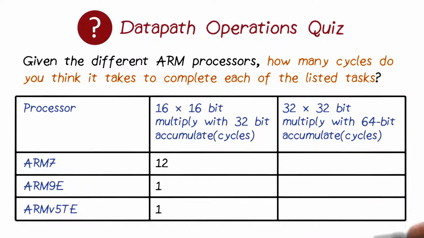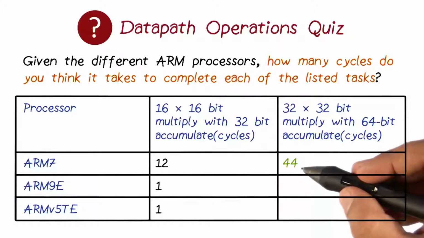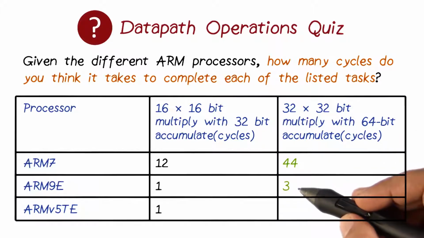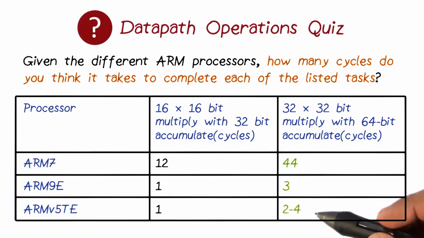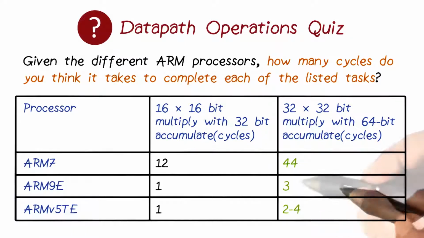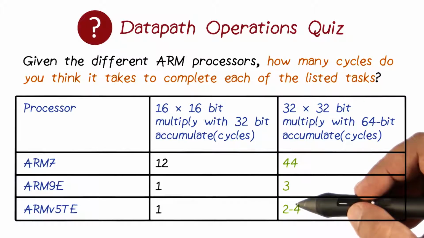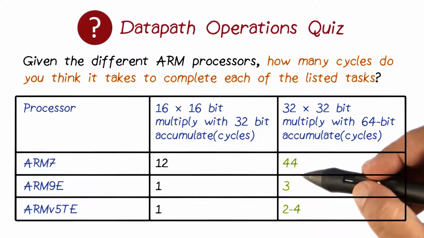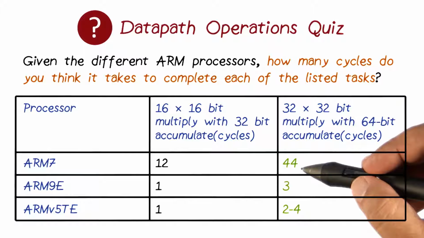As far as ARM 7 is concerned, the 32-bit operations as far as multiplication is concerned take 44 cycles. ARM 9E takes 3 cycles for 32-bit multiplications, whereas ARM 5 STV takes 2 to 4 cycles. As you can clearly see from these results, the operations for 32-bit typically take more than twice the number of cycles of the 16-bit operations.